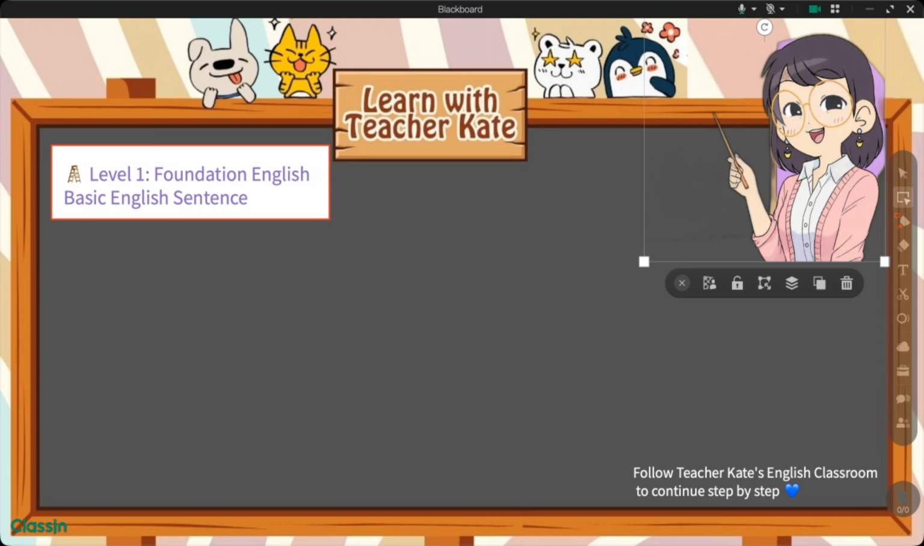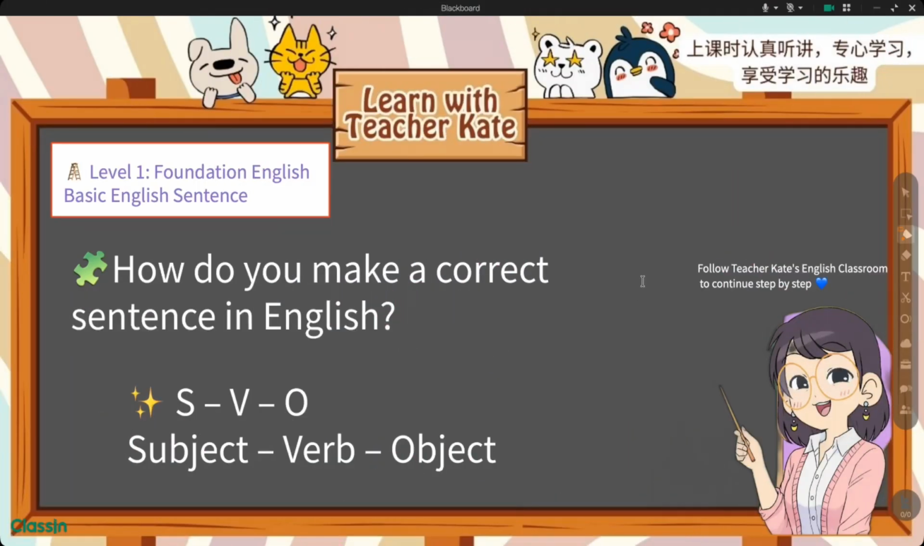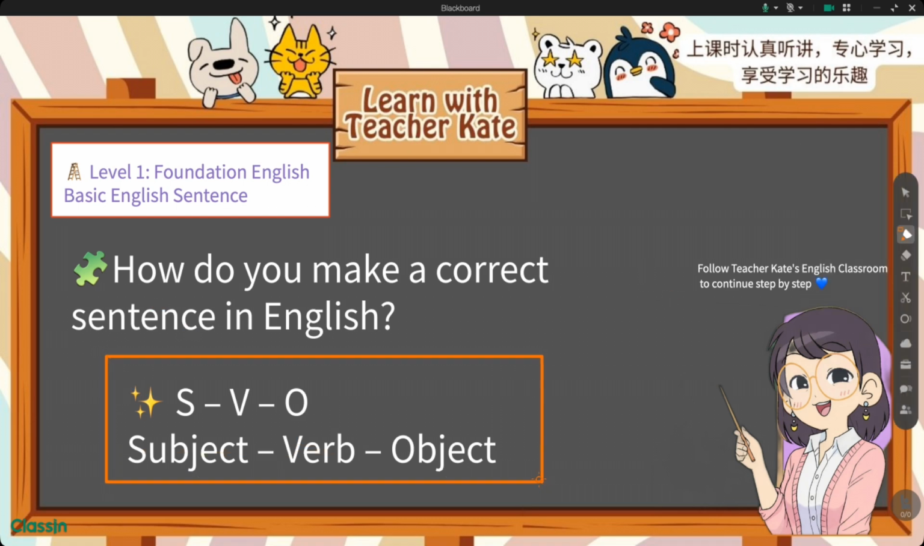If you want to learn English for free, especially if you're starting from zero, you are in the right place. Let's start from the beginning. This is Level 1 English. Do you want to make English sentences easily but don't know where to start? Don't worry. English sentences follow one simple pattern: SVO. Subject, verb, object. If you remember this, sentence making becomes much easier. But of course, let's learn about subject, verb, and object.